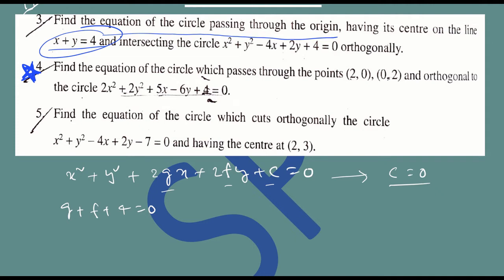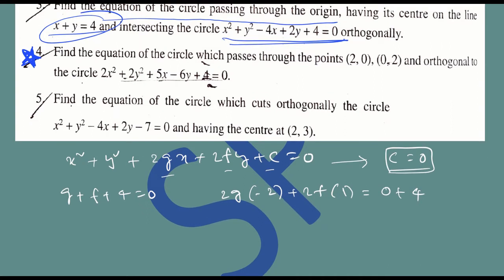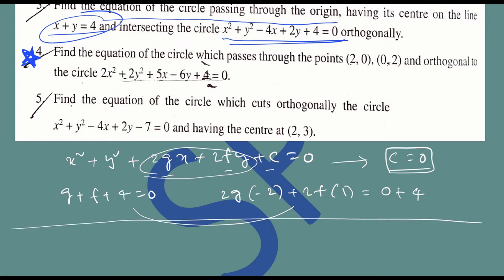And the required circle is intersecting this orthogonally. So the condition for the required circle to intersect that orthogonally is 2g dash plus 2f dash is equal to c plus c dash. This c we got 0 and that c is 4. So now you have two equations in two unknowns g and f. Solve them, you will get the values. So once you get the values of f and g, simply substitute them here. You have your required circle. I'll move on to the next problem.